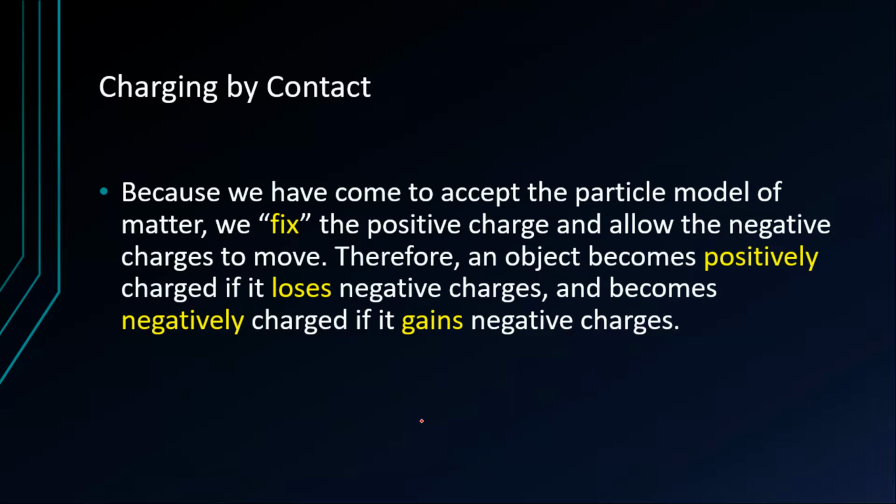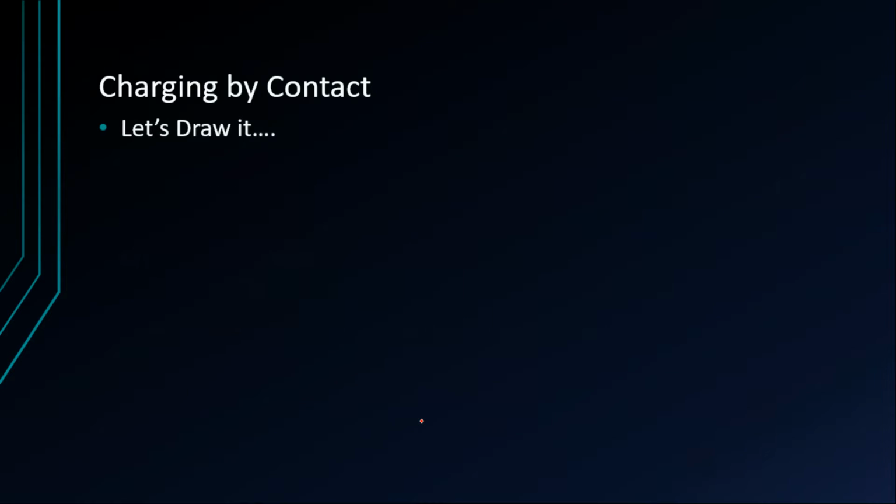So because we have come to accept the particle model of matter, we fix the positive charge and allow the negative charge to move. Therefore, an object becomes positively charged if it loses negative charges and becomes negatively charged if it gains negative charges. Okay, let's try another example. Okay, and this one I'd like you to draw.